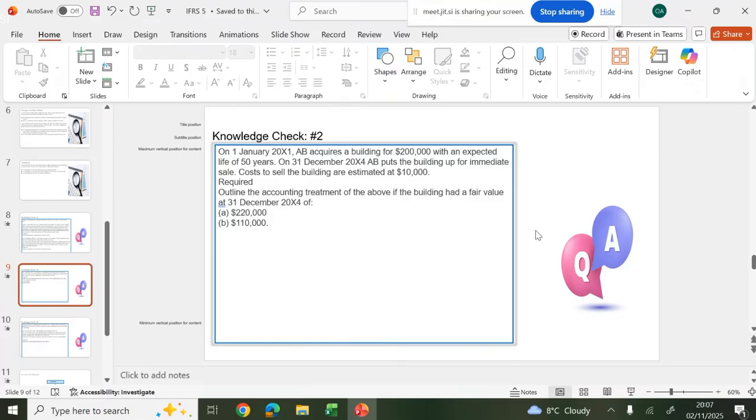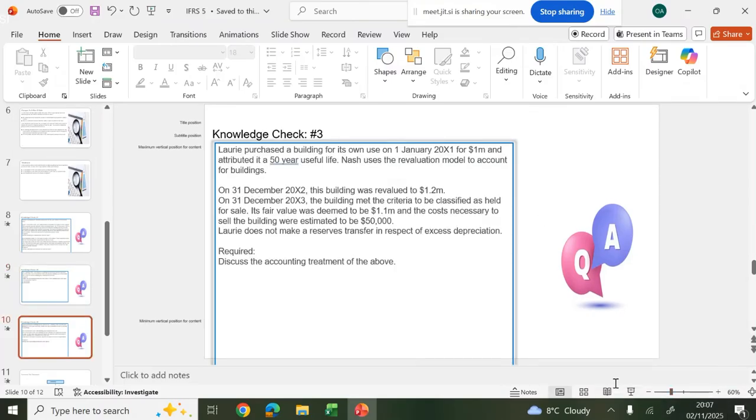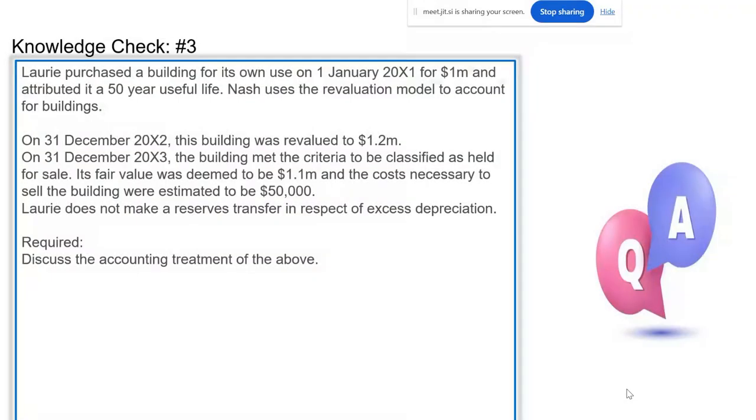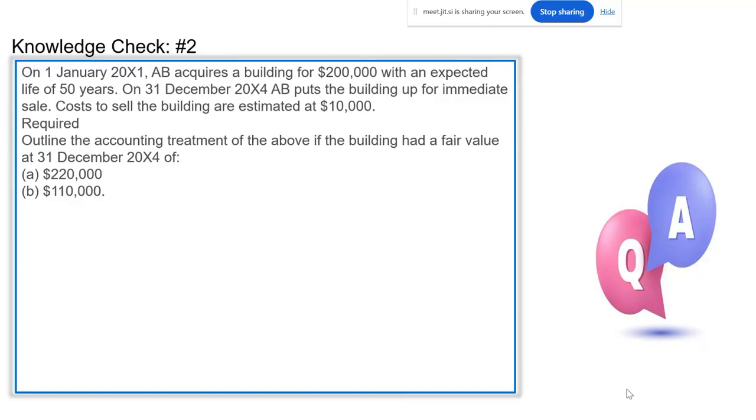All right. So let's go to knowledge check 3. Who wants to read for us? Any question before we go to knowledge check 3, please? Any question?